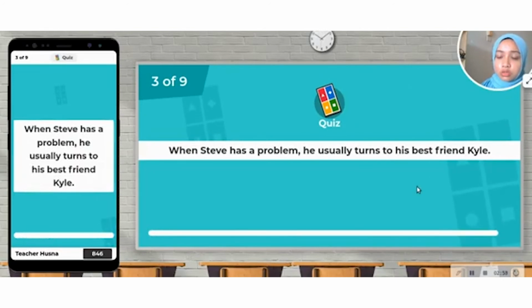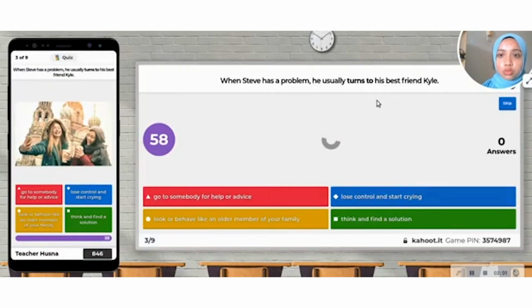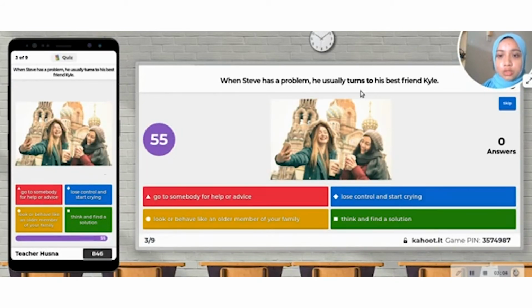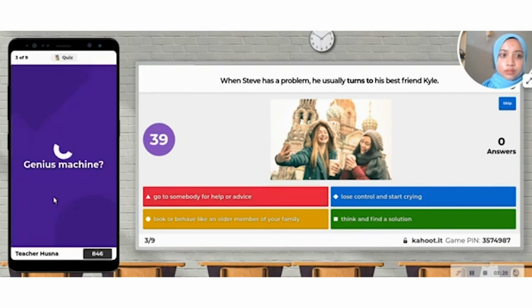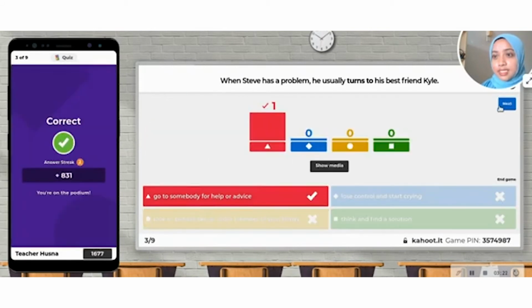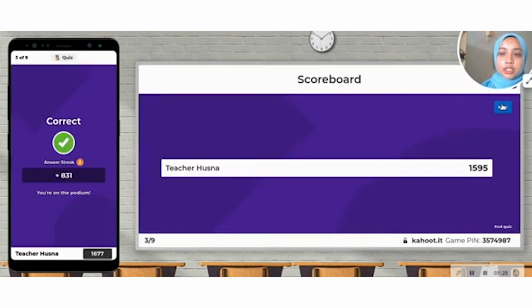Okay, so Steve has a problem. He usually turns to his best friend. So turn to, what's the meaning of turn to? Let's find out. You can also do it together. You can put your answer in the comments down below, because we want to do it together, right? So go to somebody for advice. I choose this one. I put it on my phone. Yes, it is correct. Okay, I got my points there.